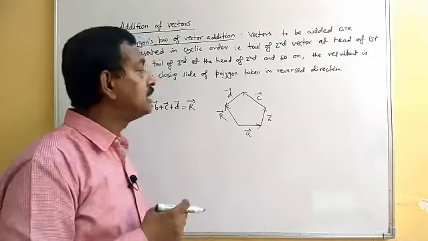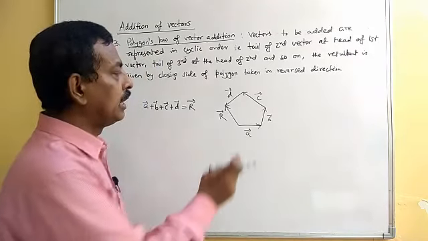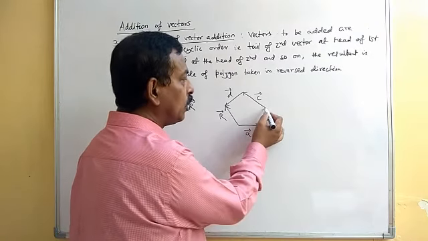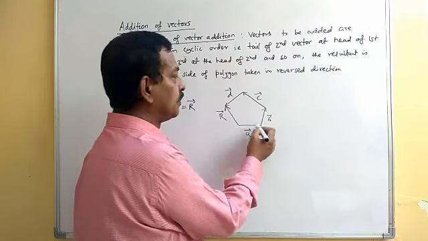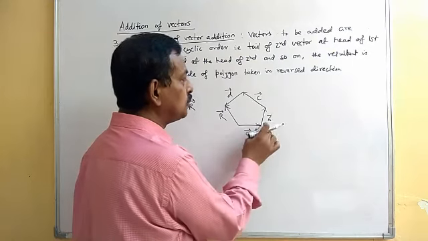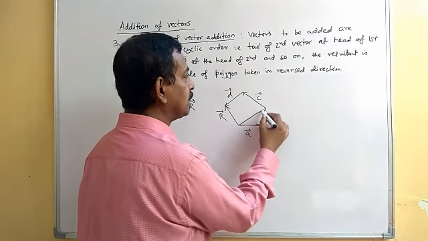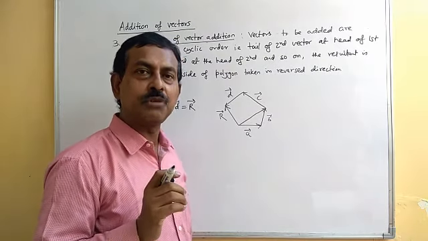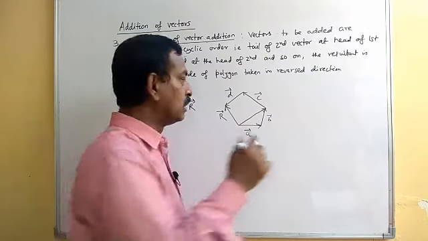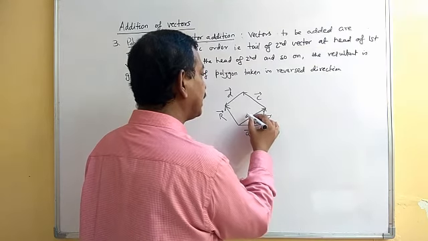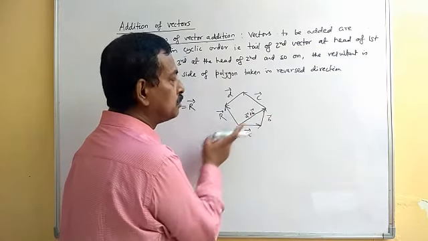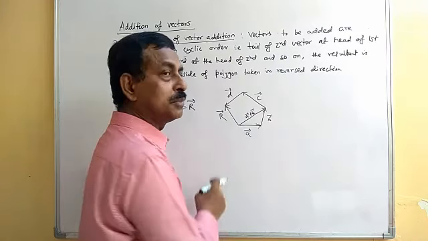Now let's see how we get this one. If this is your vector A, this is your vector B, the tail of B is at the head of A. So now the resultant of these two will be given by a vector from the tail of the first to the head of the second, by triangle's law of vector addition. So this is your vector A plus B, which is the sum of vector A and vector B.